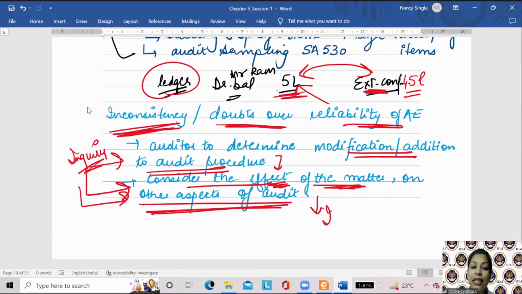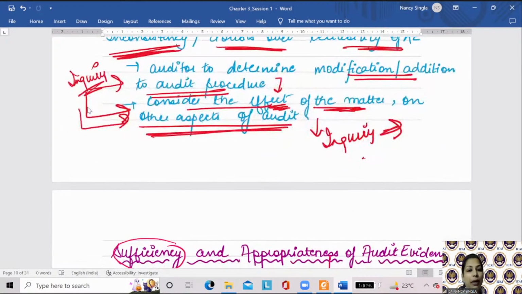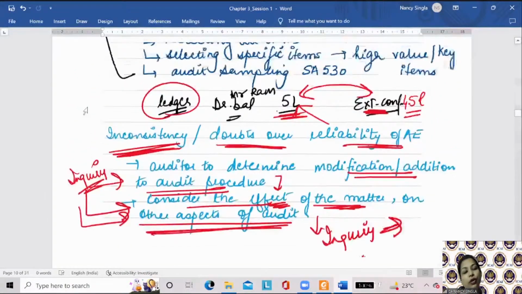तो auditor को लगता है कि जब मैंने management से inquire किया ना, management झूठ बोल रहा है, तो let me just check all the debtor balances in detail, let me just ask for the external confirmation from all the debtor balances, है ना. तो consider the effect of the matter on other aspects of audit, की other aspects पे क्या impact आएगा of audit. Clear? Is it clear? Simple है ना, that he will determine the modification or addition to the audit procedures.